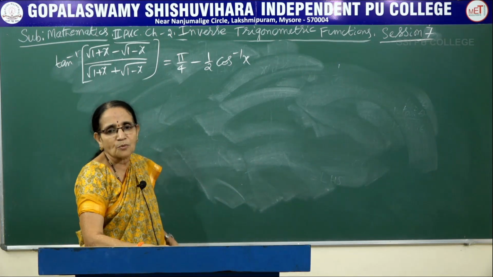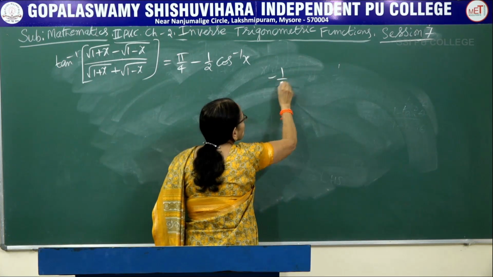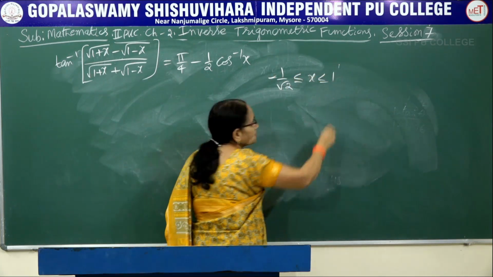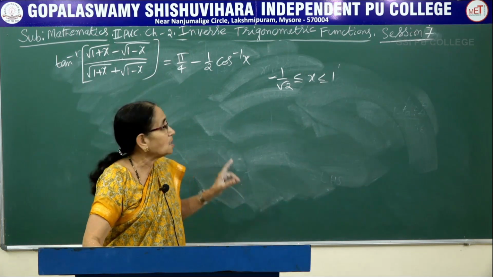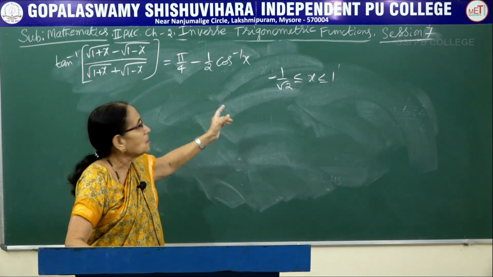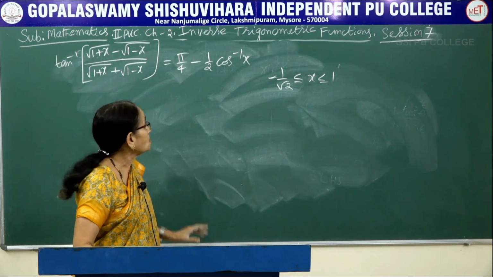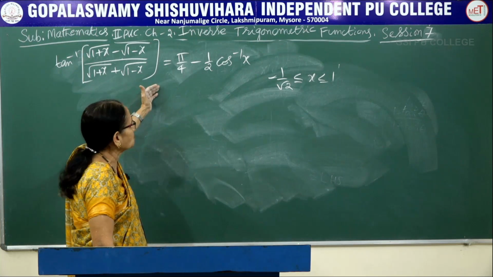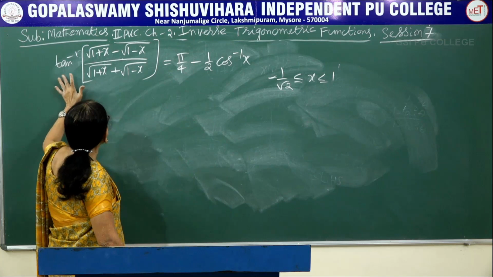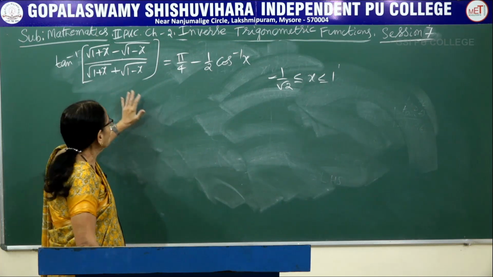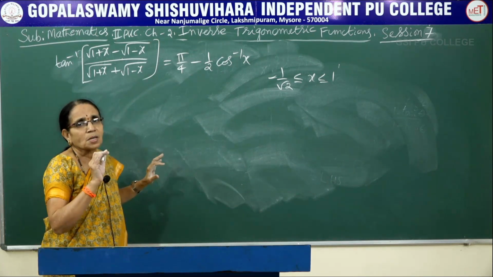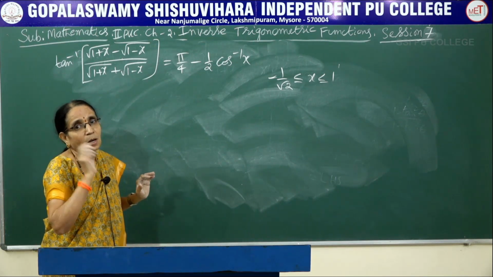Here the value of x has been specified: minus 1 by root 2 less than or equal to x less than or equal to 1. So under these values, x lying between minus 1 by root 2 and plus 1, we have to prove the result. Now we can start with the left hand side and show that it is equal to the right hand side. Look here, I have tan inverse outside, so that gives us an idea. This quantity somehow should be written in terms of tan of something.